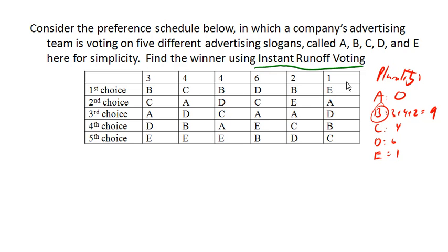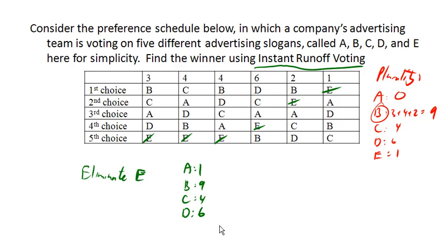So in round one, we're going to eliminate E from our election, which we could very simply do by just crossing E out like that. And so now this one person's vote counts towards A. Now we look and ask, who has the smallest number of first place votes? At this point, A has one first place vote, B still has 9, C has 4, and D has 6. Remember, E has been eliminated.